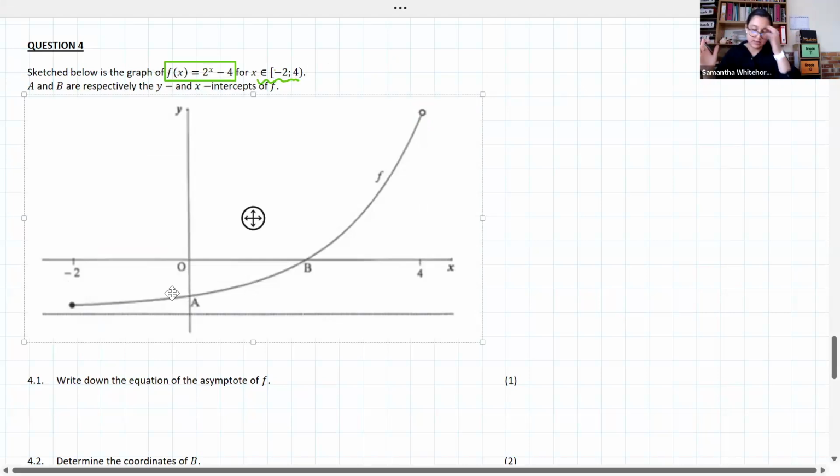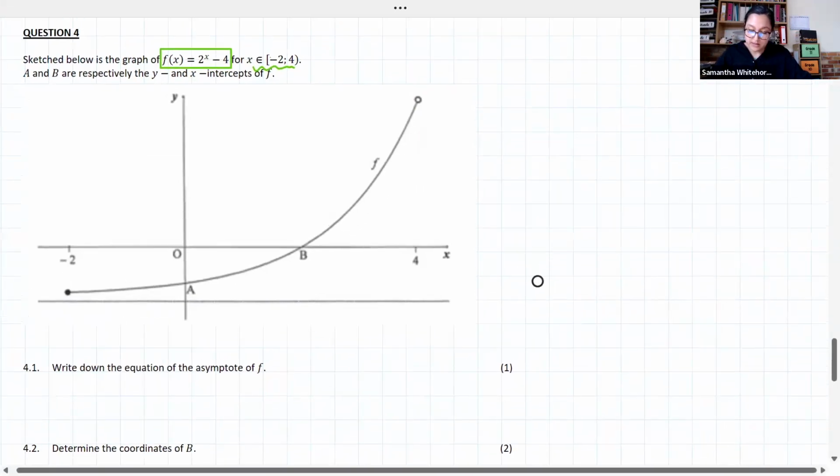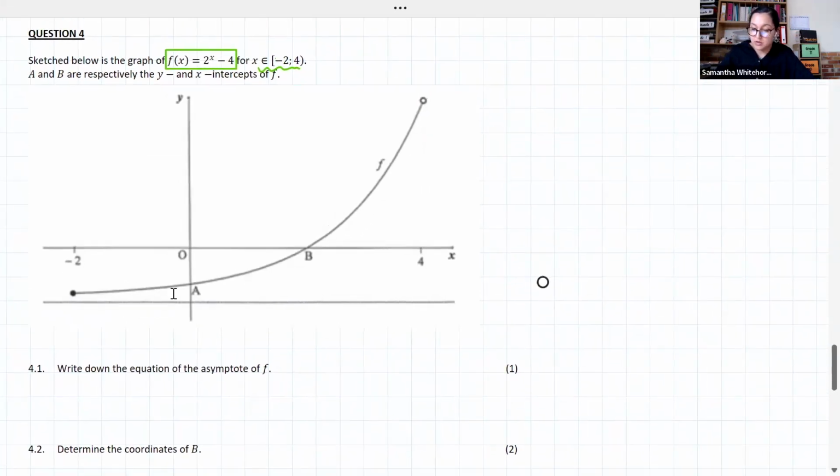It's not going past that. So that's just important to bear in mind as we move on. So 4.1 is asking us to write down the equation of the asymptote of f. So here's that asymptote. The asymptote, remember, is how much is shifted up or down. From my equation, I can see that y is equal to negative 4. Done. Literally nothing else that we need to do.